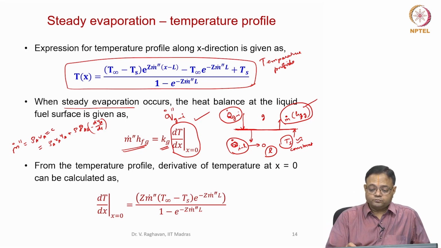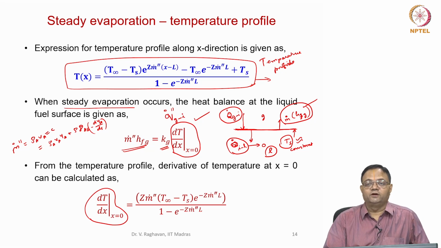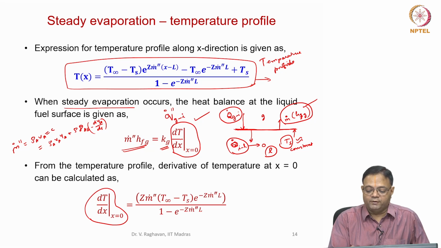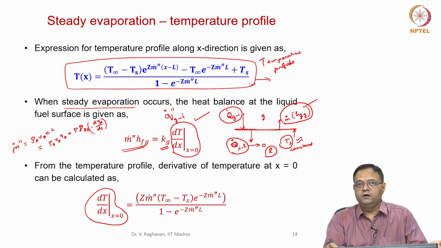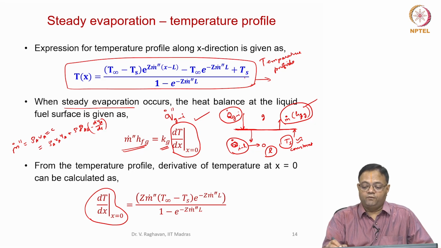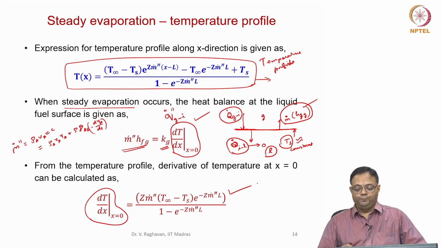Okay. Now, this temperature profile is available. From this I can find dT/dx and put x equal to 0, which is to be used in this equation. I need the gradient of temperature at x equal to 0. I have the temperature profile itself, evaluated by solving the governing equation. Now, from this, find the dT/dx value and put x equal to 0, I get this value.